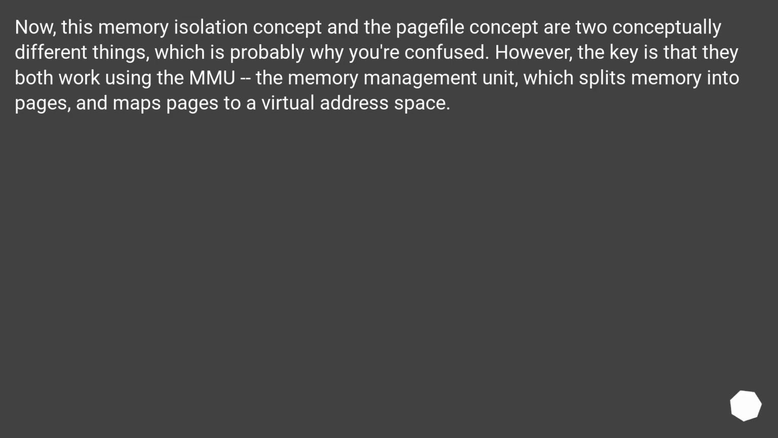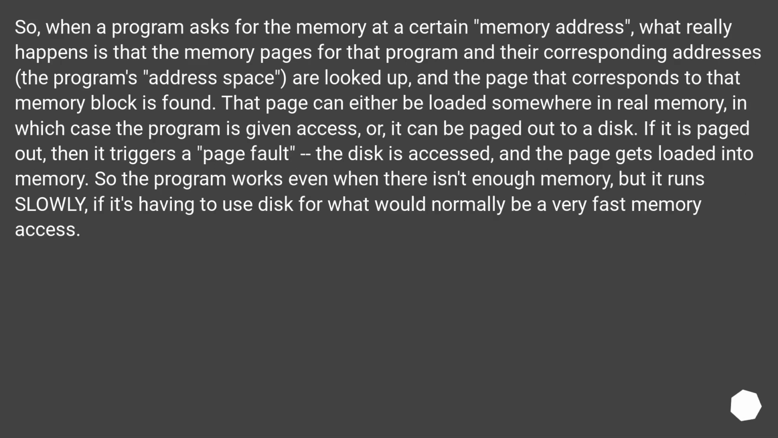Now, this memory isolation concept and the page file concept are two conceptually different things, which is probably why you're confused. However, the key is that they both work using the MMU, the Memory Management Unit, which splits memory into pages, and maps pages to a virtual address space. So, when a program asks for the memory at a certain memory address, what really happens is that the memory pages for that program and their corresponding addresses, the program's address space, are looked up, and the page that corresponds to that memory block is found.